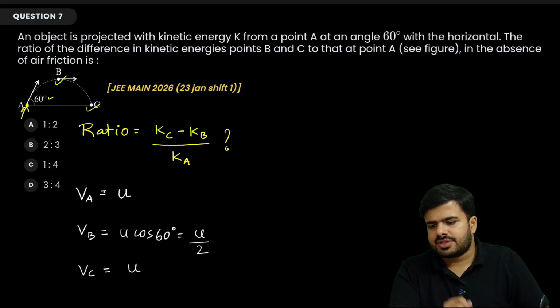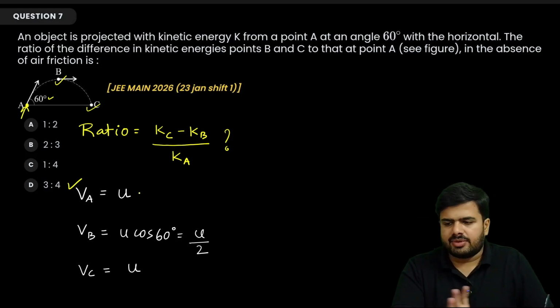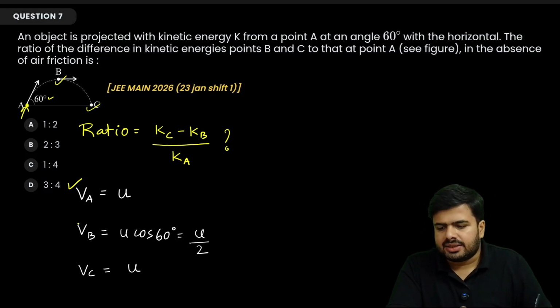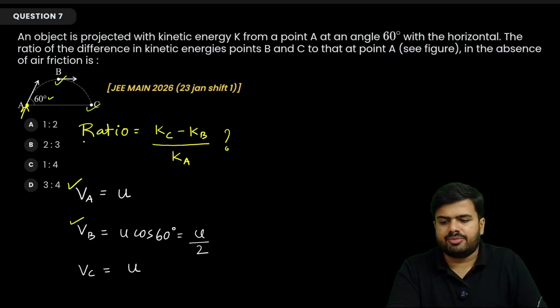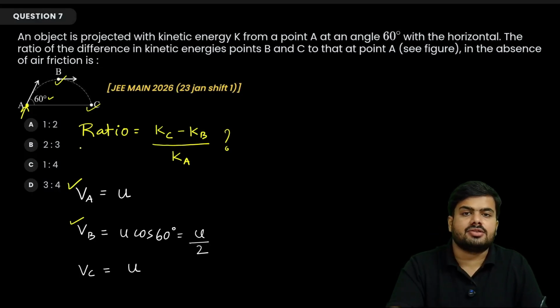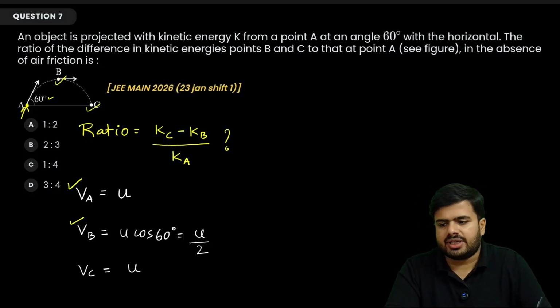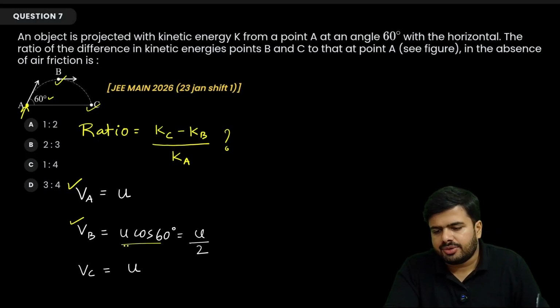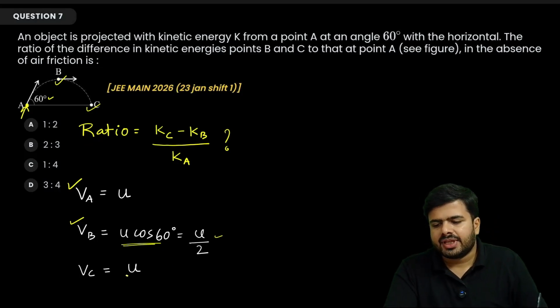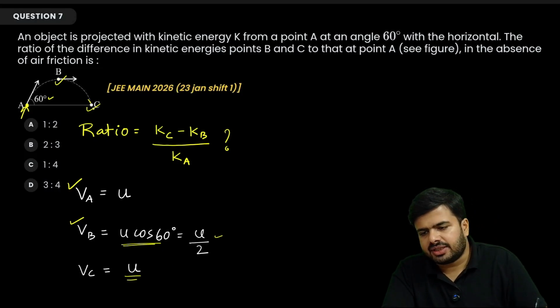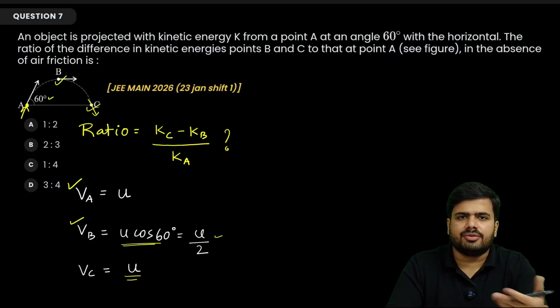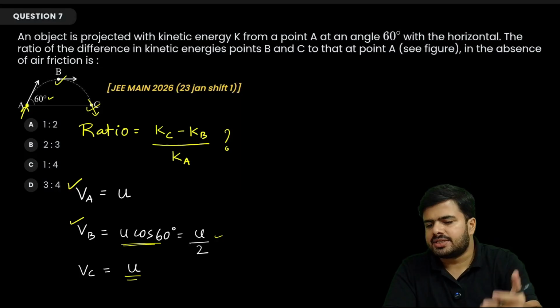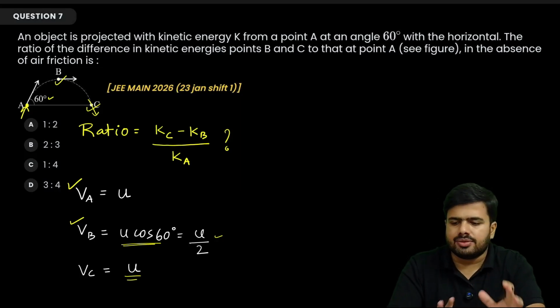Further, if you see, velocity at A equals u, so the initial velocity of projection is u. At point B, at the highest point, only the horizontal velocity will be there, no vertical velocity. So we only have u cos 60, that is u by 2. And similarly at C, when it is going to strike the ground, it again attains the same velocity with which it was thrown. So at C the velocity is u only.